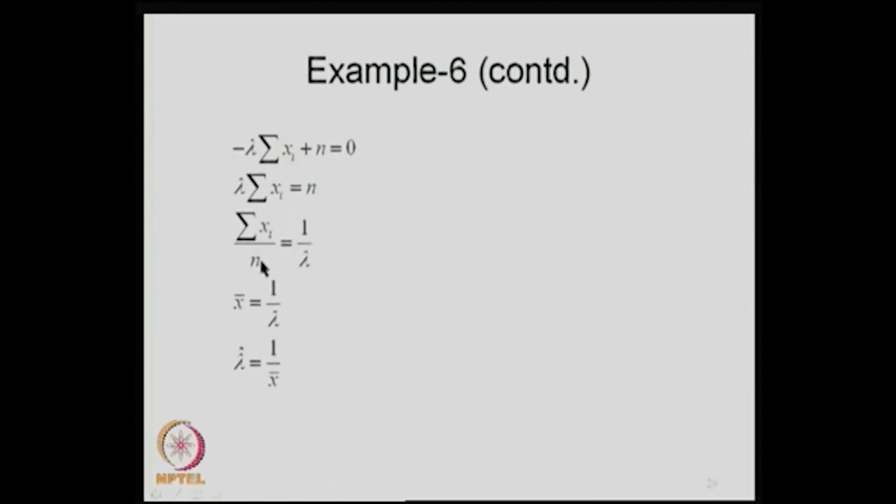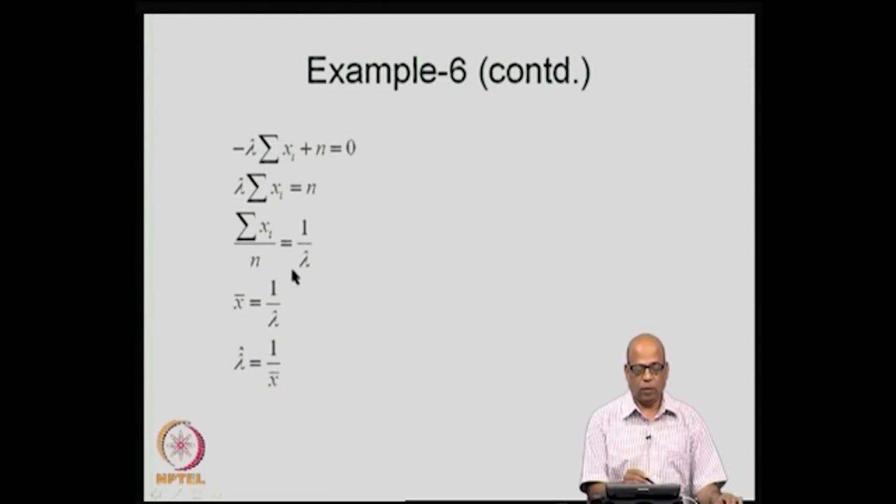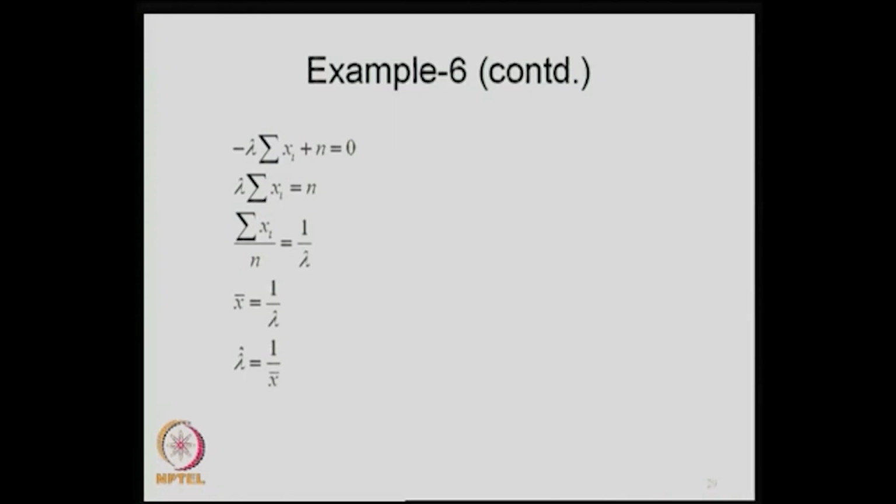And from this you get, minus lambda sigma x i plus n is equal to 0. From this you get sigma x i by n is equal to 1 over lambda. What is sigma x i by n? That is x bar. So, x bar is equal to 1 by lambda. So, we write from this lambda cap, which is the estimate, will be equal to 1 by x bar. So, this is how we estimate parameters using the maximum likelihood method.